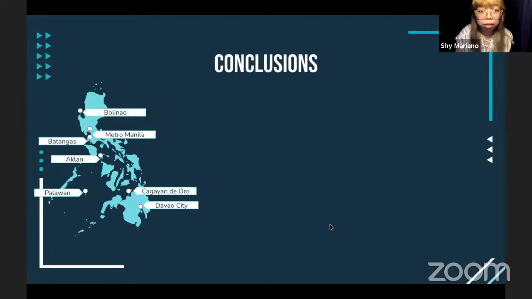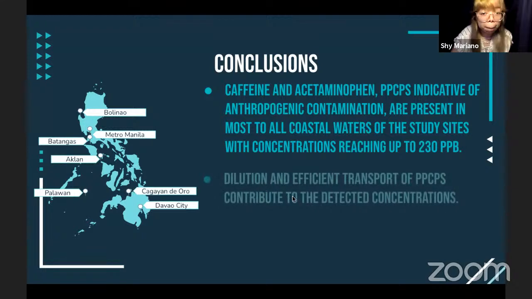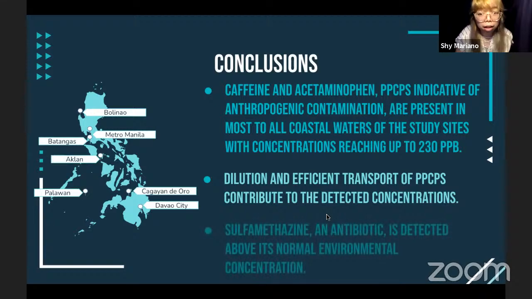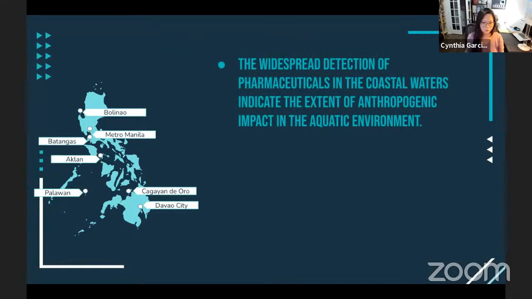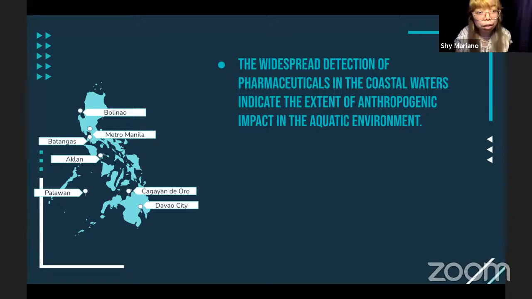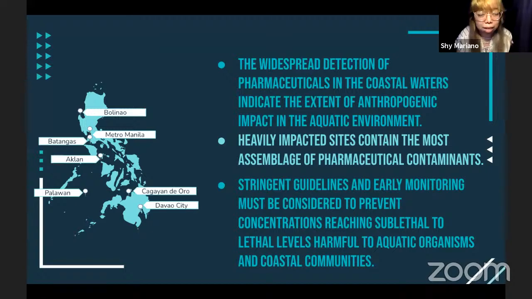So in conclusion, caffeine and acetaminophen, PPCPs indicative of anthropogenic contamination, untreated wastewater specifically, are present in most to all coastal waters of the study sites, with concentrations reaching up to 230 ppb in Davao Gulf. Dilution and efficient transport of PPCPs contribute to detected concentrations, and sulfamethazine, an antibiotic, is detected above its normal environmental concentration. The widespread detection of pharmaceuticals in the coastal waters indicates the extent of anthropogenic impact in the aquatic environment, and we have heavily impacted sites with the most assemblage of PPCPs.